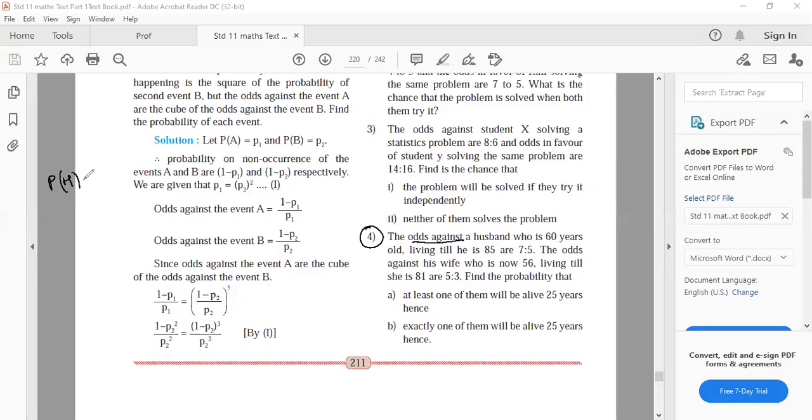Probability of husband alive. What is it given? Odds against 5 by 12. Very good. Odds against a wife who is 56 living till 81 is 5:3. So wife alive is 3 by 8. We are talking about only in favor. 3 first will come. At least one of them be alive. So probability of at least one. What should I do? Whenever we hear at least one, 1 minus probability of none. 1 minus probability of none is alive.